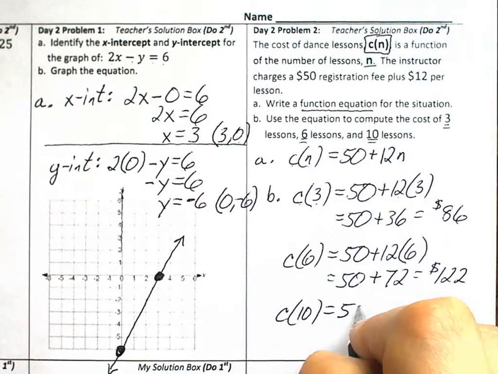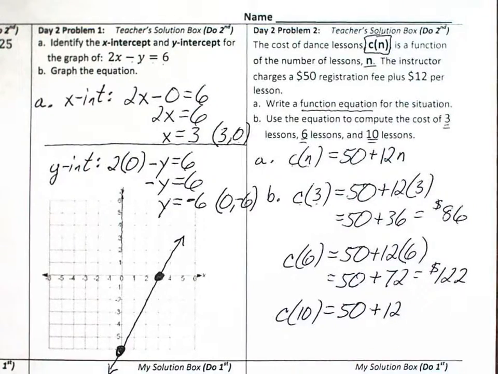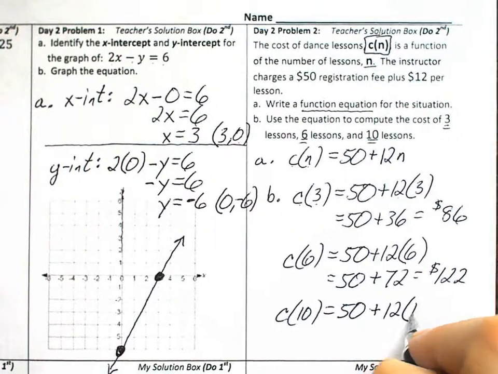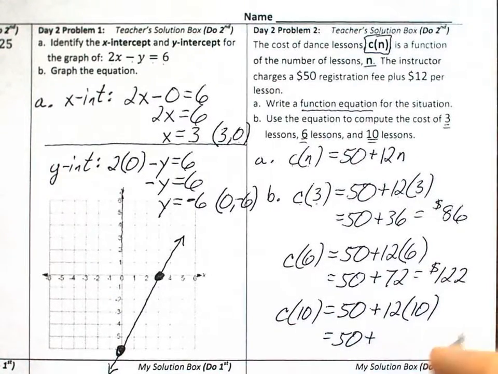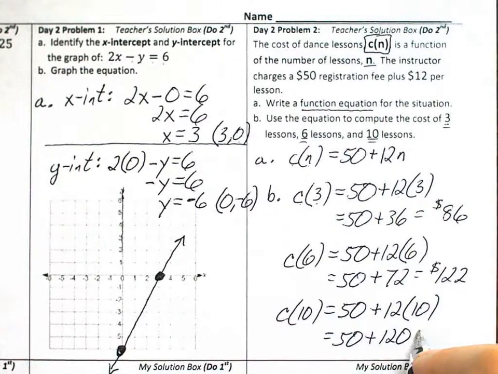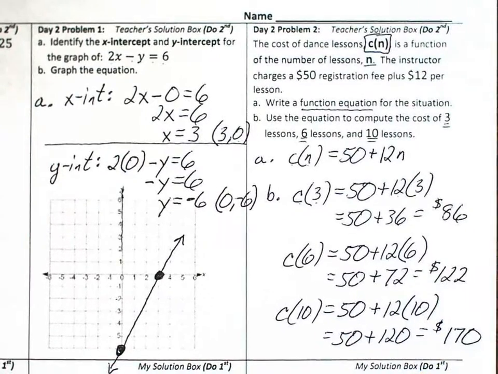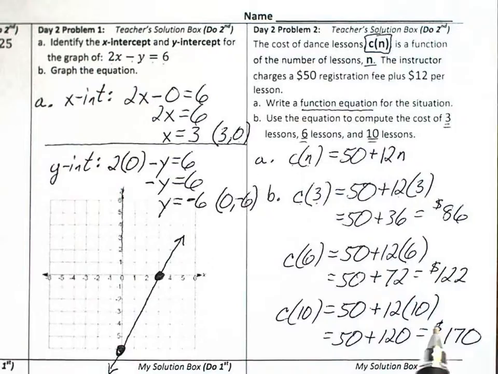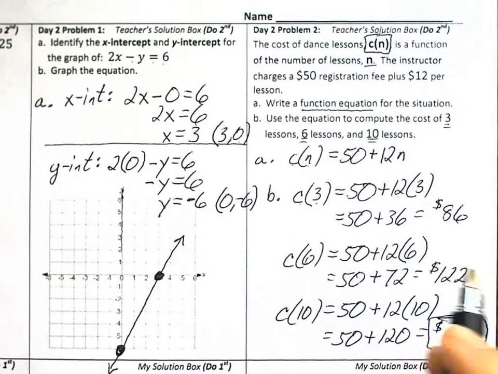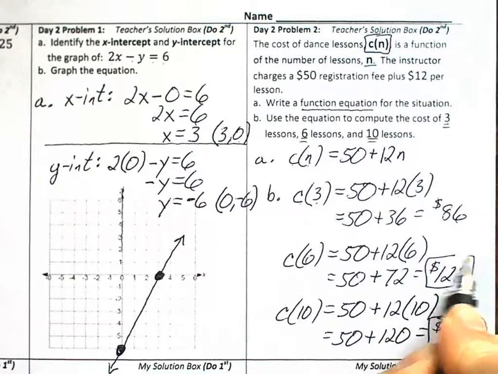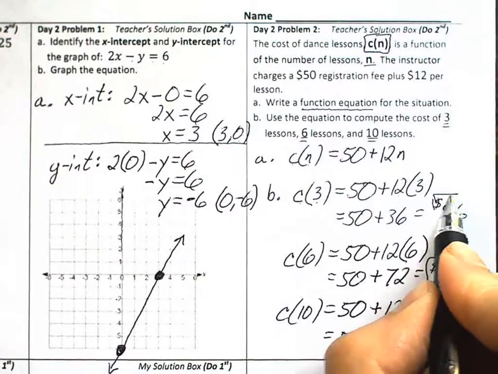For 10 lessons, we have to pay $50 to register, and then plus $12 times 10. So 50 plus 12 times 10 is 120, and 50 plus 120 is $170. And so 10 lessons is $170, 6 lessons is $122, and 3 lessons is $86.